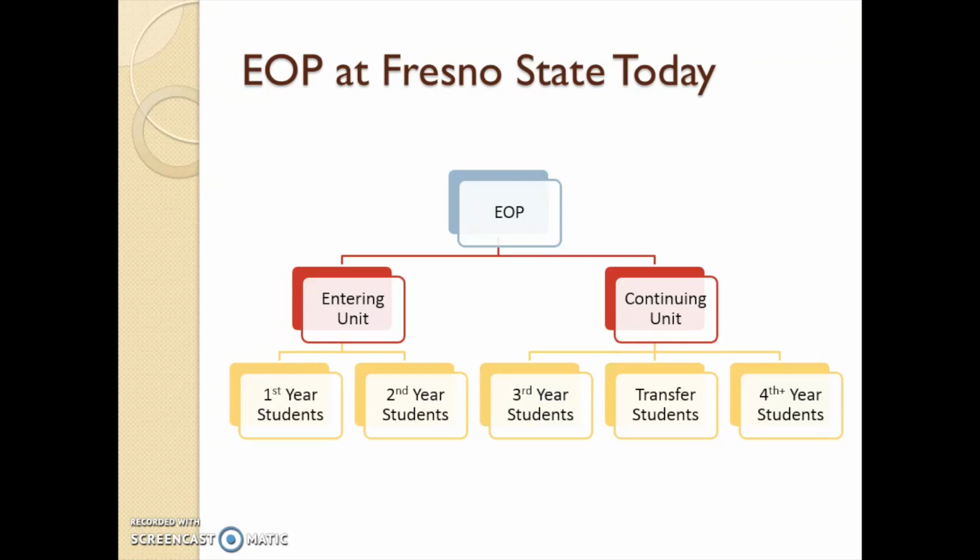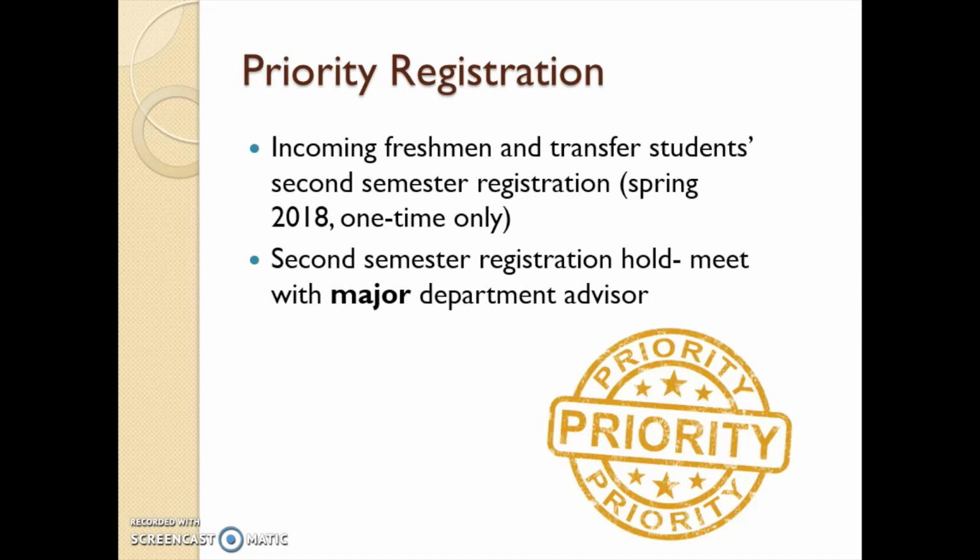All EOP students who have completed a FAFSA or California DREAM Act application may be eligible to receive the EOP grant as determined by the Financial Aid Office. EOP grants are awarded based on the availability of funding. EOP tries to secure priority registration for their incoming freshmen and transfer students, second semester of registration. You may have priority registration for spring 2018, one time only. You will also have a transfer student advising hold for your second semester of registration. You must meet with your major department advisor to have this hold removed.